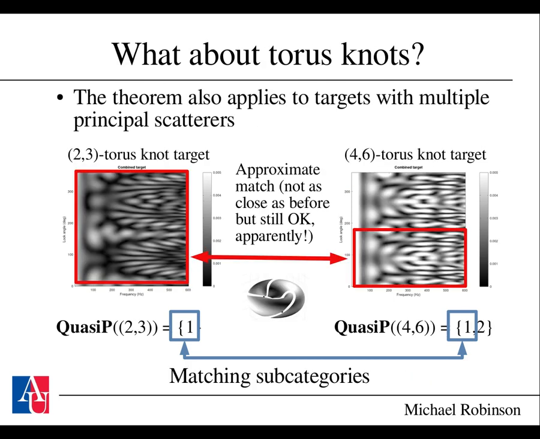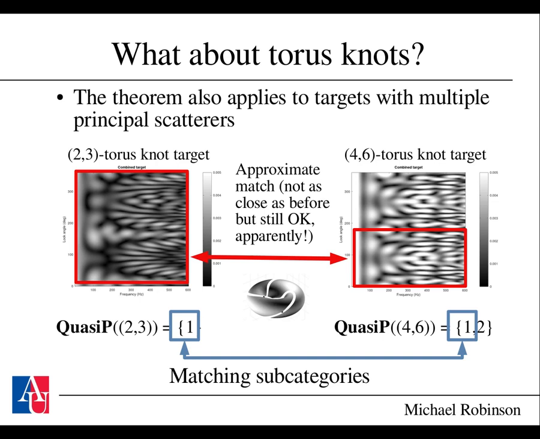Now, what about more elaborate targets? Here are two elaborate targets built up of compositions of different symmetric targets. So they're not actually symmetric at all. The 2-3 torus knot target, for instance, has a twofold symmetric portion and a threefold symmetric portion that fit together. They're superposed. Again, you can see that there's a matching subcategory, and that corresponds to a fundamental domain matchup. And so you can, once again, do a comparison.